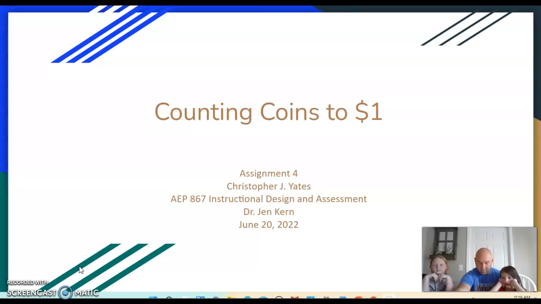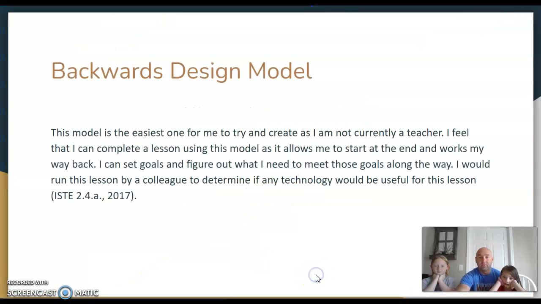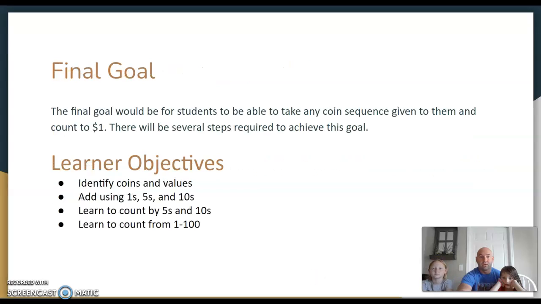Like the very first one is, do the tasks yield appropriate evidence of the identified understandings? I believe they do. I use the backwards design model. So there was a final goal in mind, the learner objectives. So I think that would be the appropriate evidence of identified understandings.